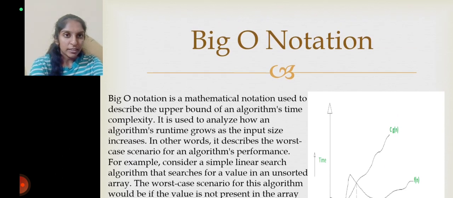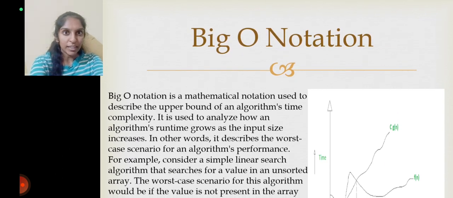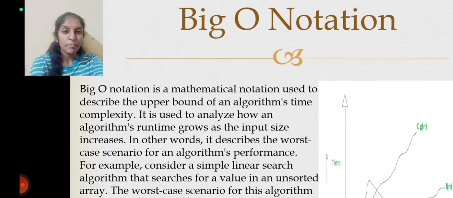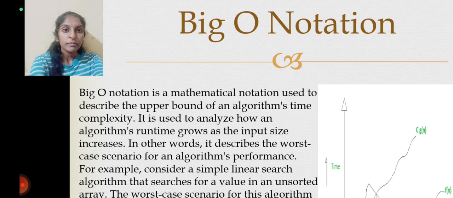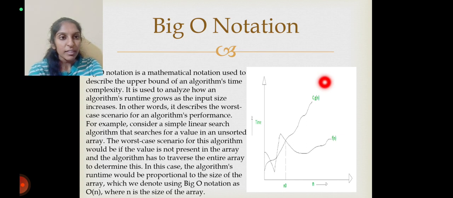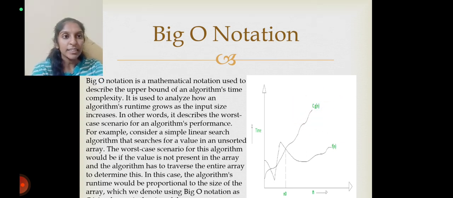First, let us see the worst case. Big O notation helps to represent the worst case. Let us see the description. Big O notation is a mathematical notation used to describe the upper bound of an algorithm's time complexity. Here, we represent this as the big O notation. This is the upper bound. It is used to analyze how an algorithm's runtime grows as the input size increases.